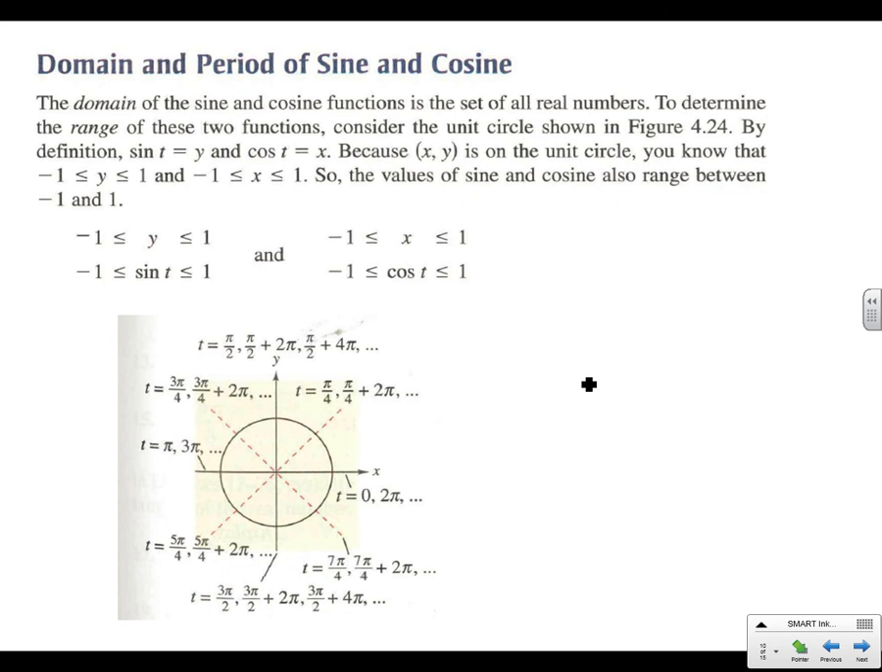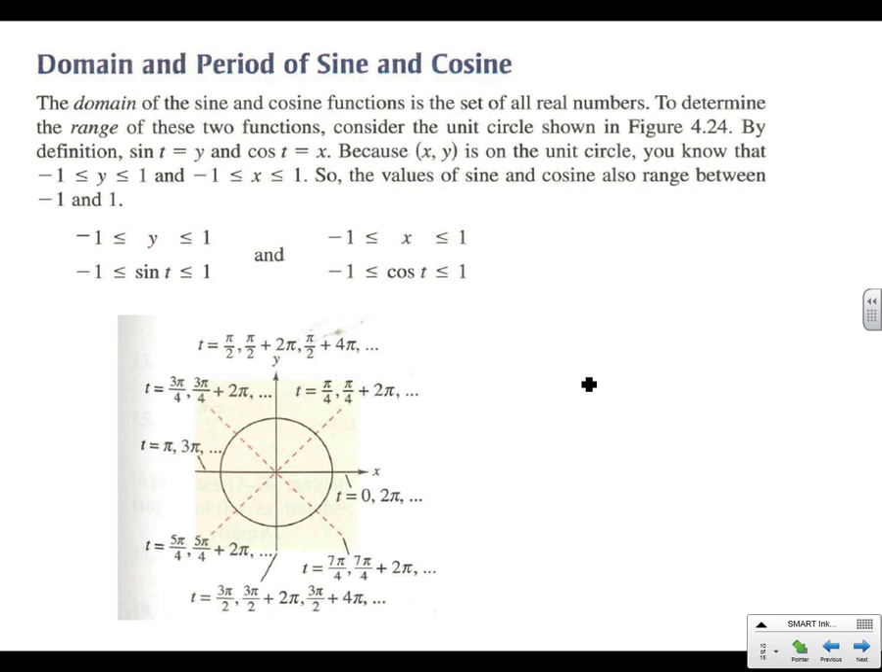All right, so quickly let's talk about the domain and the range. Domain is what can we plug in for the angle. What angles can we plug in? We can plug in any angle we want. We can go positive, we can go negative. So that's going to be all real numbers.